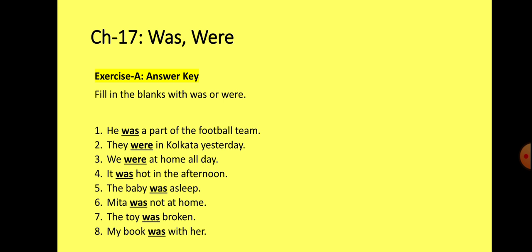Number 5, the baby was asleep. The baby is singular subject, so was. Number 6, Meeta was not at home. Meeta is singular subject, so we use was. The toy is singular subject, so we have to use was. The toy was broken. Number 8, my book is singular. One book we are talking about, so it is was with it. My book was with her. Mark all these answers in your book and write them well in your copy and learn it also.